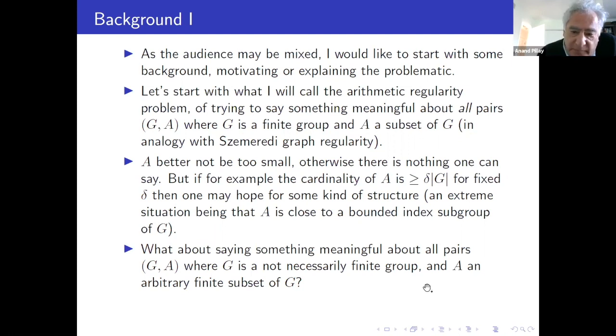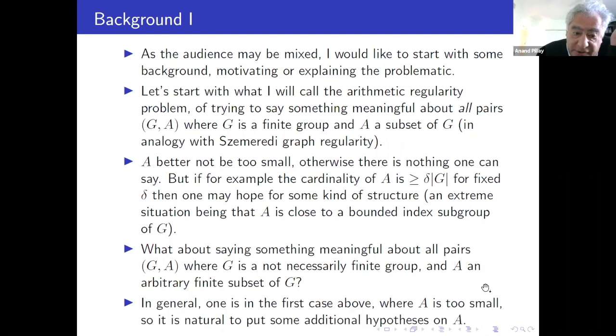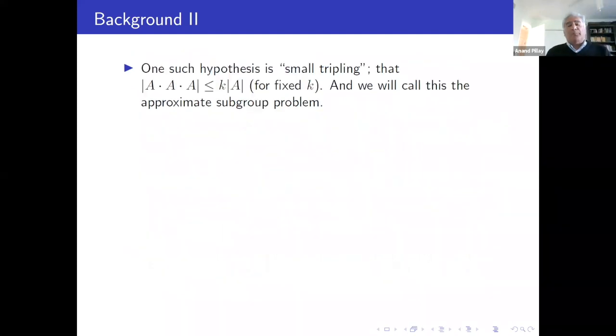Now, another problem is you look at all pairs (G, A), where G is not necessarily a finite group, and A is an arbitrary finite subset. So G is not necessarily finite, but A is a finite subset. And again, when G is infinite, it's hard to say too much in general, because A is going to be small. Whatever, if G is infinite, A is definitely small. So I don't think you can say too much. So it's natural to put on additional hypotheses on A. And one such hypothesis is small tripling.